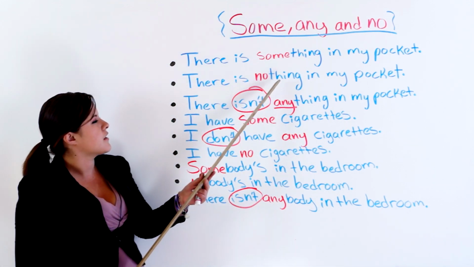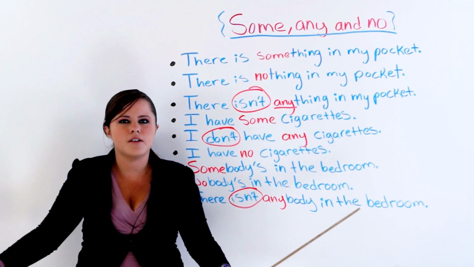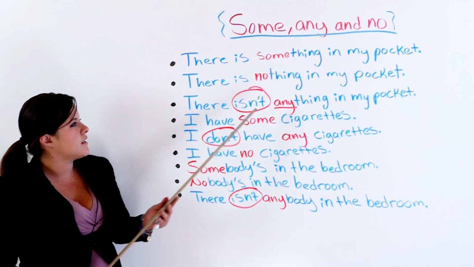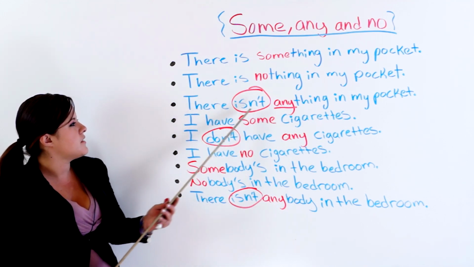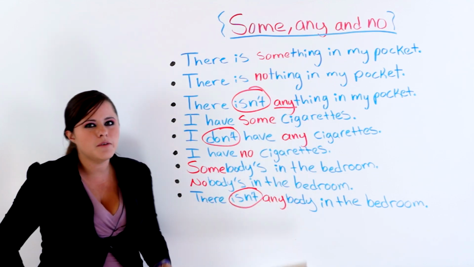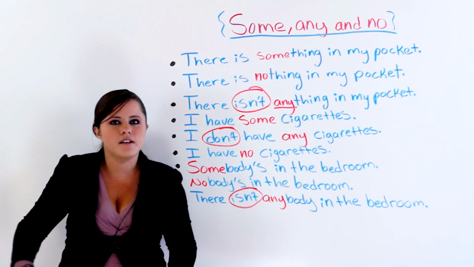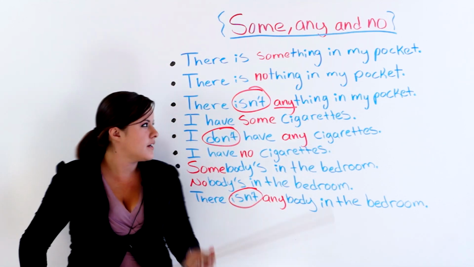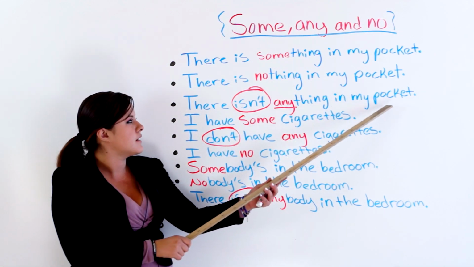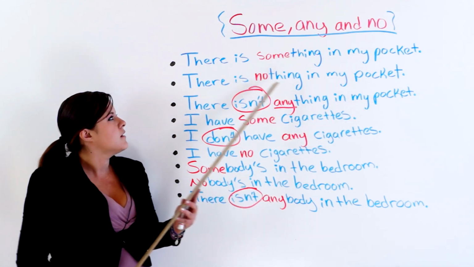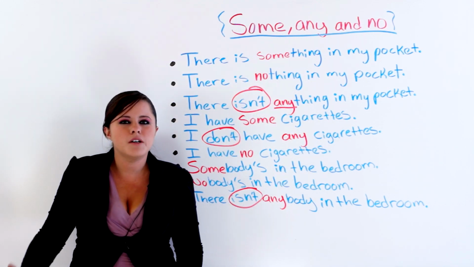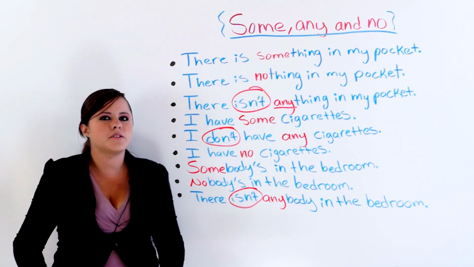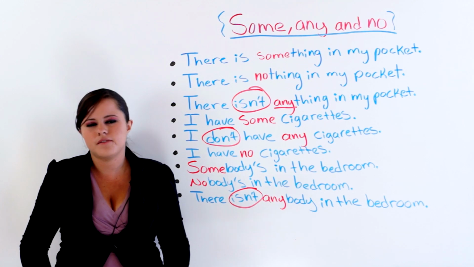Next one, there is nothing in my pocket. There is nothing. I don't have anything in my pocket, okay? Right here, we use a negative auxiliary, as you can see here circled. There isn't anything. Every time you use any to say a negative statement, you're going to have to use a negative auxiliary, okay? There isn't anything in my pocket. There is nothing in my pocket. With no, you don't need a negative auxiliary because no is already negative. But with any, you will always need a negative auxiliary when saying a negative statement, okay?